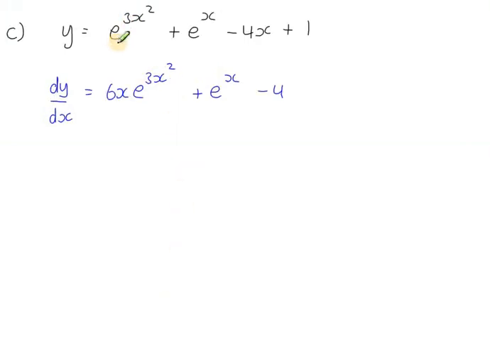Okay, differentiating e to the power of 3x squared, so there's the e to the power of 3x squared again, just for that term, and then you differentiate just the power. If you differentiate 3x squared, you get 6x, and we're multiplying by it. Differentiate e to the x gives you e to the x. Differentiate minus 4x, you get minus 4. Differentiate a constant, you get 0.